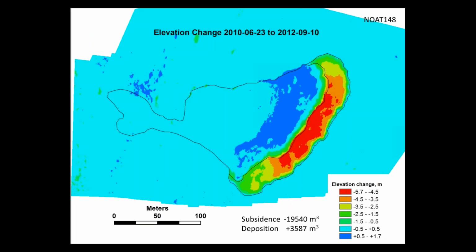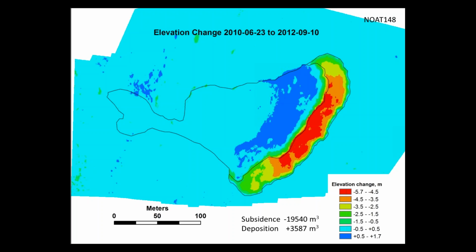And then with these DEMs, we're able to compute the elevation change between visits. So here in dark red is subsidence of about 5 meters, corresponding with a 5-meter high main scarp.